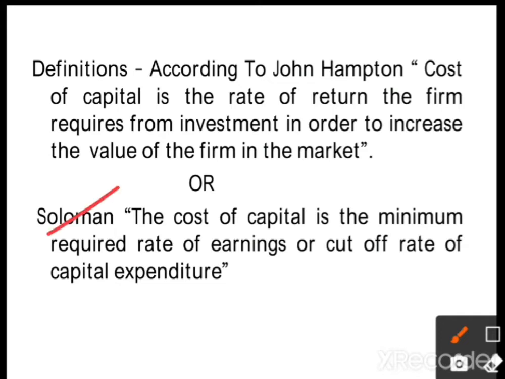Second, according to Solomon, the cost of capital is the minimum required rate of earnings or cut-off rate of capital expenditure. See, both the authors are defining it. Hampton defines it as a rate of return, and Solomon defines it as a minimum required rate of earnings. Return is nothing but earnings. Earnings is nothing but returns. They are defining it in different ways.